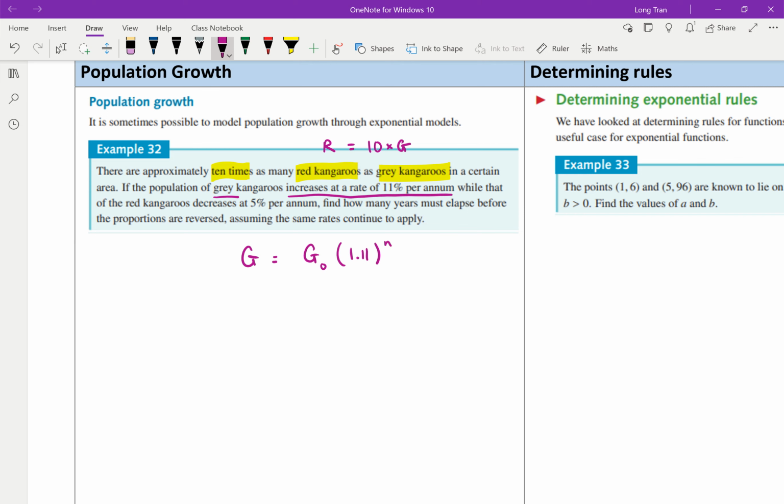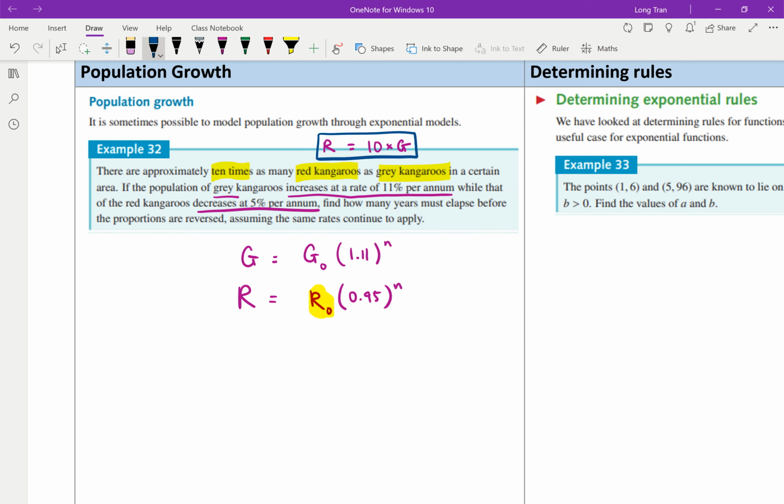Then for my reds, they say that it decreases at 5% per annum. So that tells me I'm dropping by 5%. So it's 1 take away 0.05, which is 0.95 to the power of n, times red naught. But keep in mind, remember that when you first started, red was equivalent to 10 grays. So another way of writing this is the same.